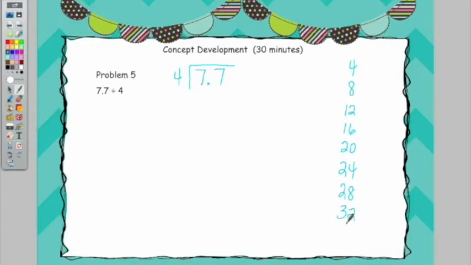Where can I stop? 38. You're close. 36. Good. Okay. So, should I pop my decimal up? I think so. Okay. 4. Which multiple of 4 is closest to 7 without going over? 4. 4 times something equals 4.